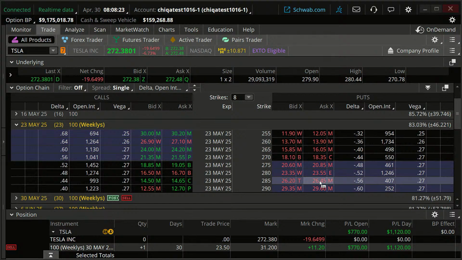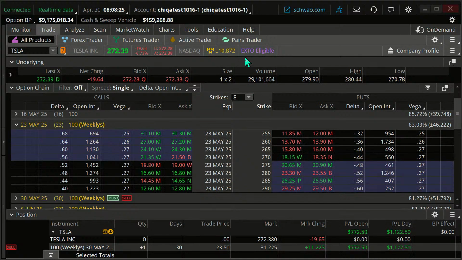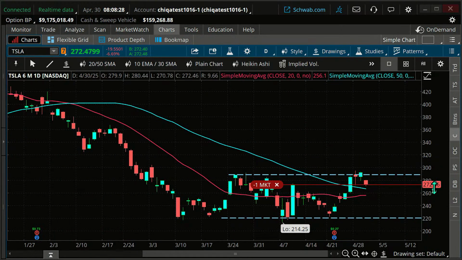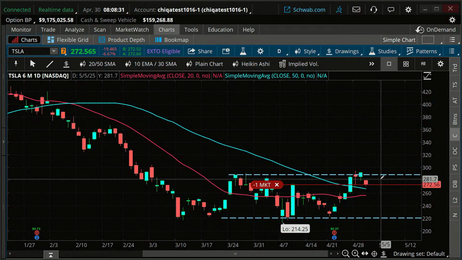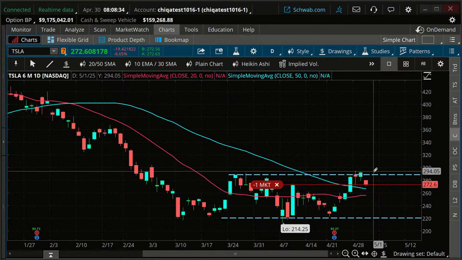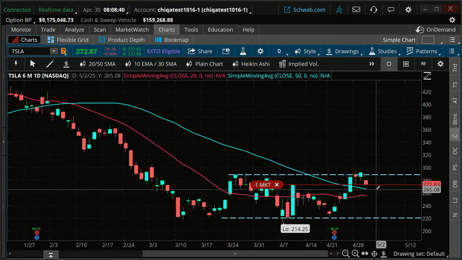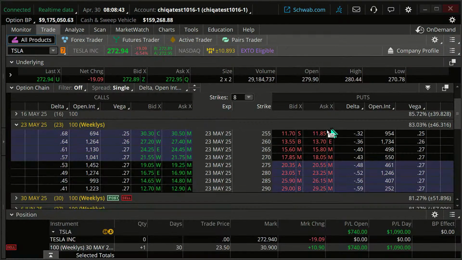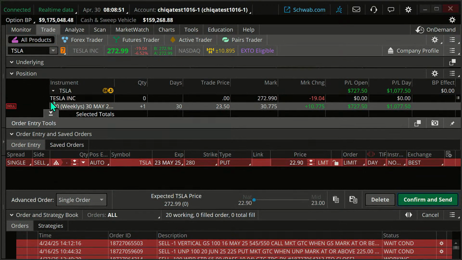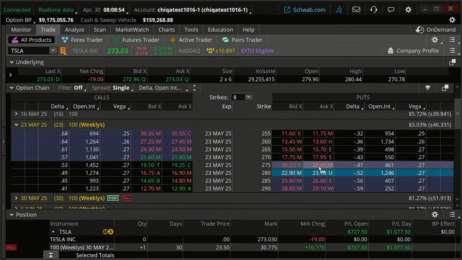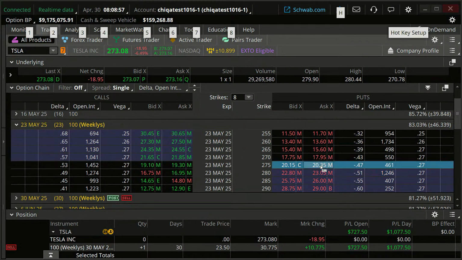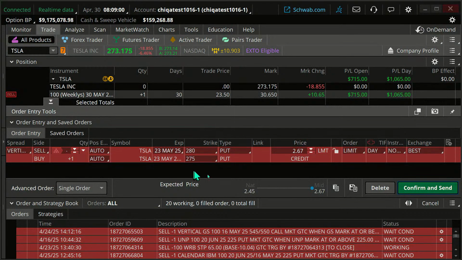Let me just jot that down. So I'm going to say, what if we do a short put vertical where we sell a strike down here? If the stock's up at 290, we sell like at 280 and then buy a 275. So here's how the trade would work. I'm going to put in an order to sell a 280 by clicking on the bid price. I'm going to hold down my control key, click on the ask price there. That's going to give us a short put vertical spread on this.